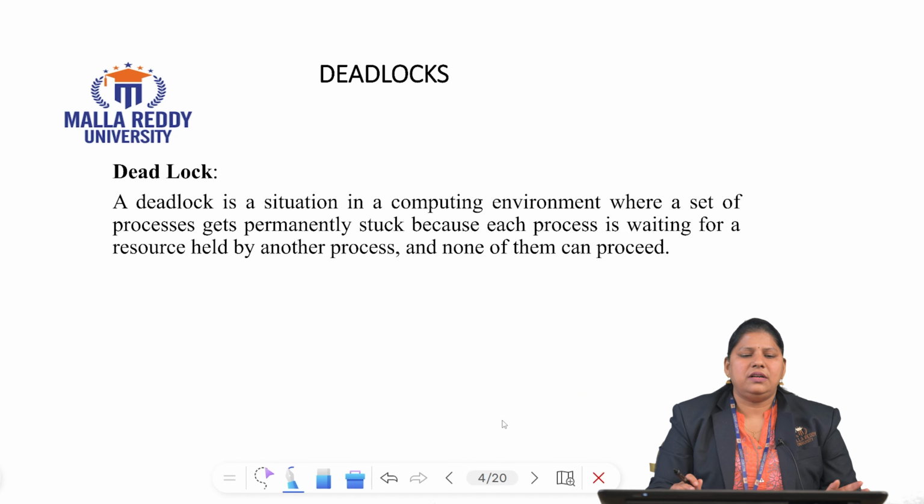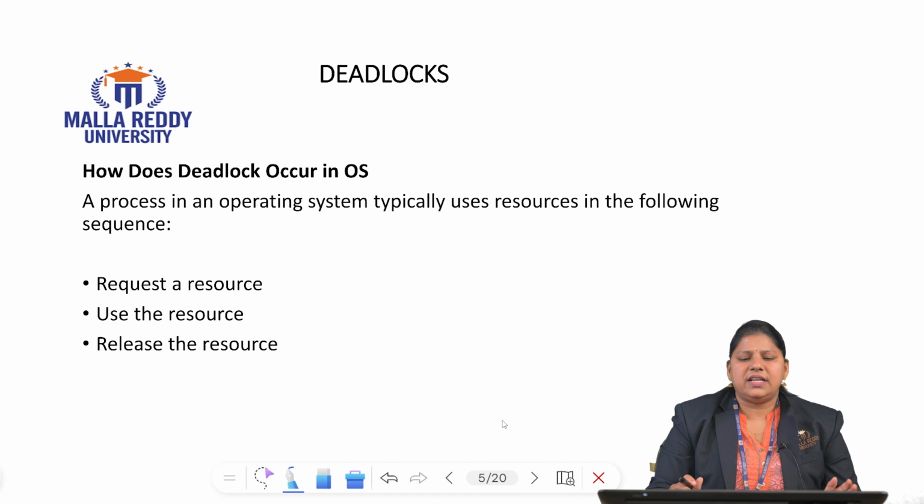So now coming to the deadlock. A deadlock is a situation in a computing environment where a set of processes get permanently stuck because each process is waiting for a resource held by another process and none of them can proceed. So how does deadlock occur in an OS? A process in an operating system typically uses resources in the following sequence. First, we request the resource, and after requesting, it will be allocated, then we use the resource. After completing the process, we release the resource.